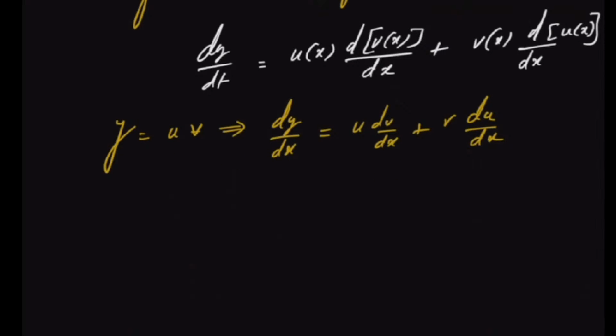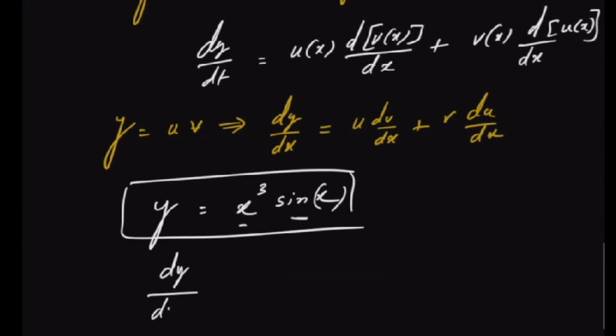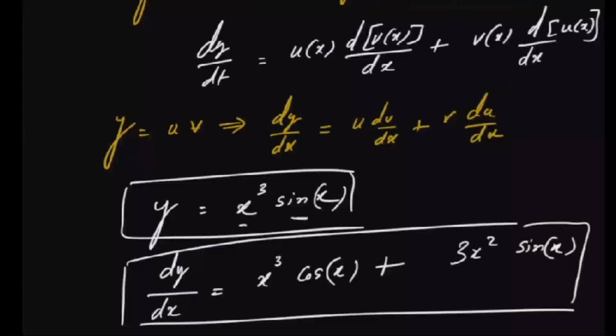So for example, if you have a function like x cube times sin x, so y equals x cube times sin x. So this function is a product of two simpler functions. One is x cubed and the other function is sin x. So if you want to take out the derivative of this, dy by dx is equal to, you keep x cubed as it is and multiply it with the derivative of sin x, which is cos x, plus you keep sin x as it is and multiply with the derivative of the other function, which is the derivative of x cubed, which is 3x squared. So this is your answer. So this is your product rule. Clear?